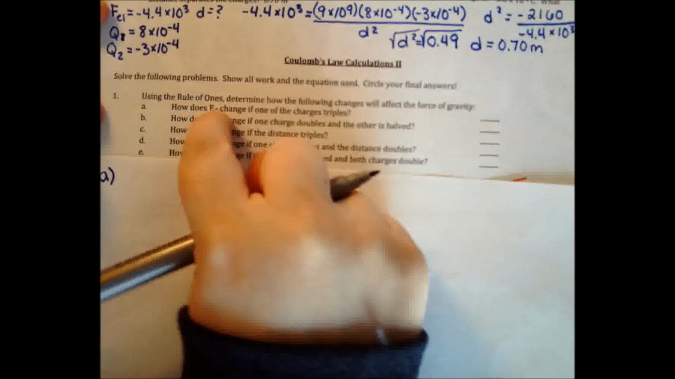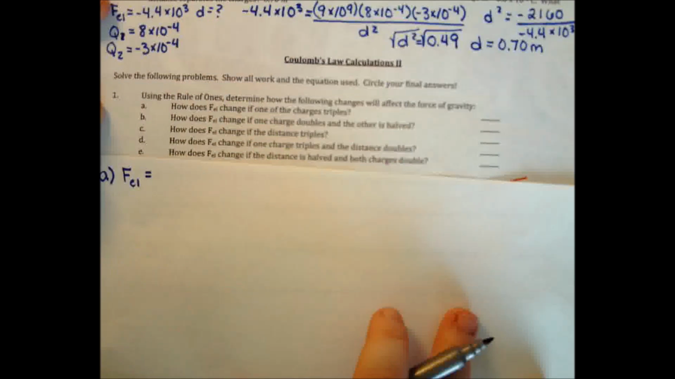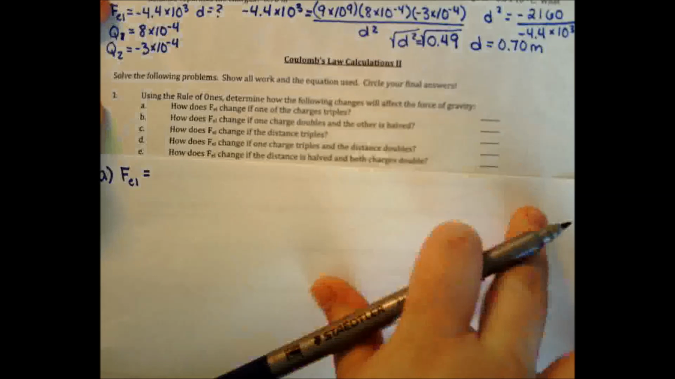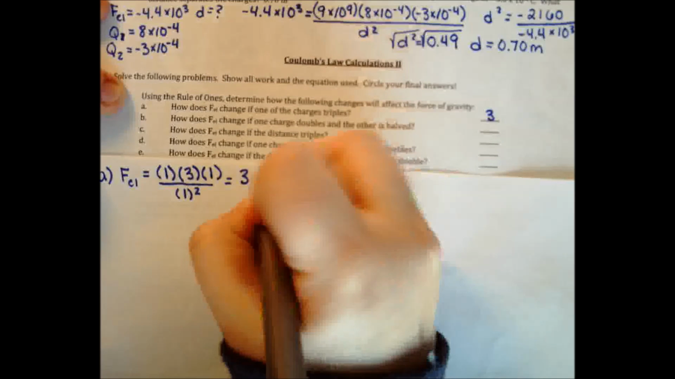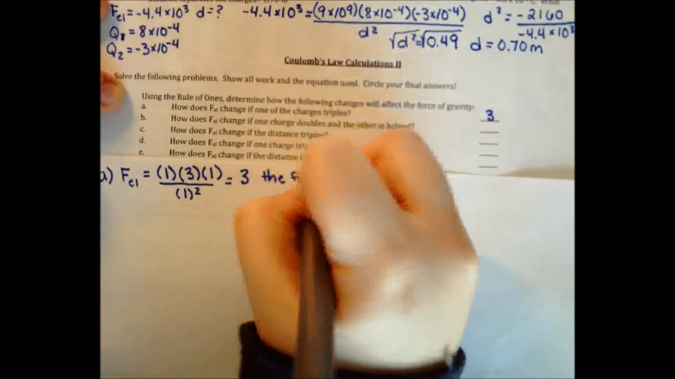Alright. Part A. How does FEL change if one of the charges triples? So remember, the way you do this is you plug into the equation, leaving everything the same except what's changing, or plugging in a 1 for everything except what's changing. K will always be a 1, it's a constant. One of our charges is tripled, so it's a 3. The other is staying the same. The distance is staying the same, but it's squared. So the answer that you write on your sheet is 3. The way to talk about that in words is the force triples.